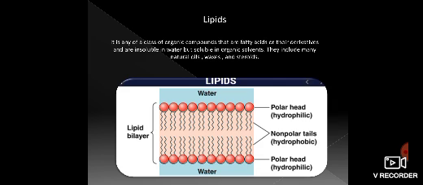As you see, here's the diagram of lipids. There is a bilayer in lipid structure, consisting of polar heads and non-polar tails. The polar head is hydrophilic, that is soluble in water, and the non-polar tails are hydrophobic, that are insoluble in water.